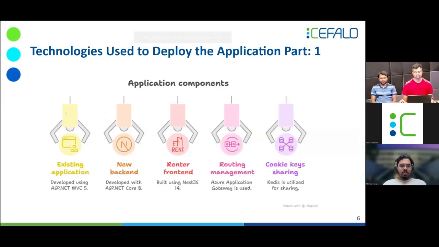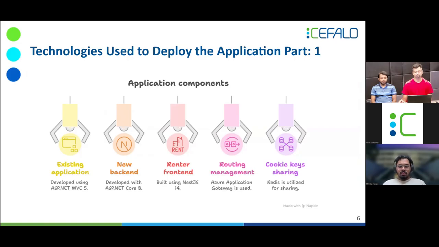And that is the technology which we used to migrate. First of all, the existing application was already a running system. We developed a new backend using .NET Core 8 Web API, Next.js 14 for the renter frontend, and for routing management, we use the Azure Application Gateway.